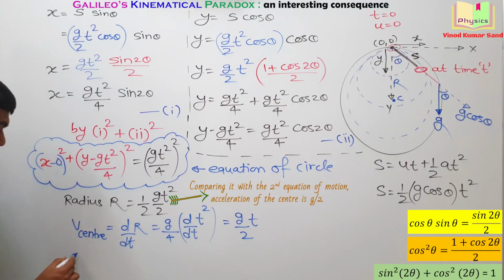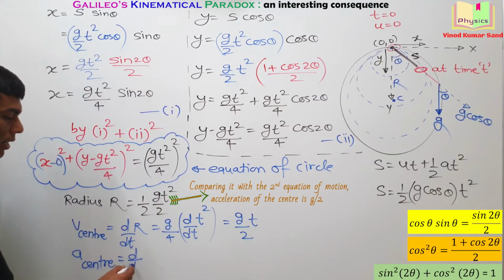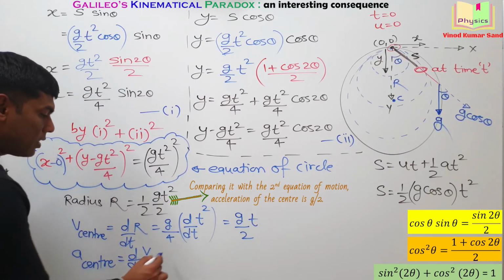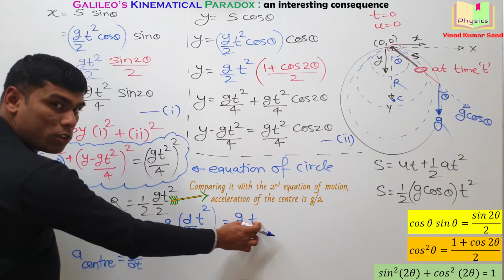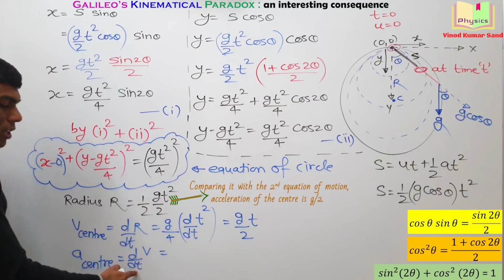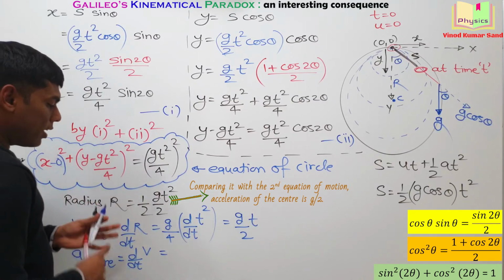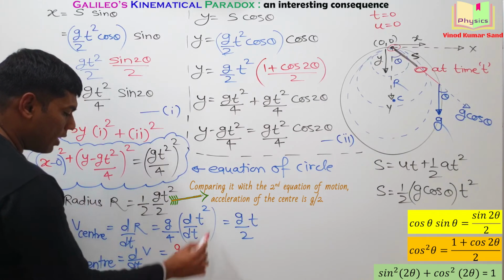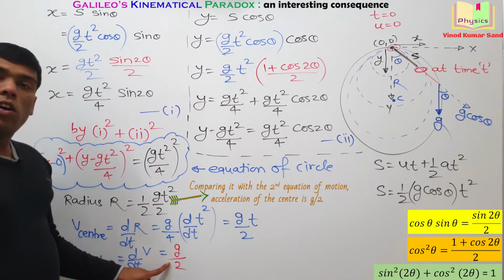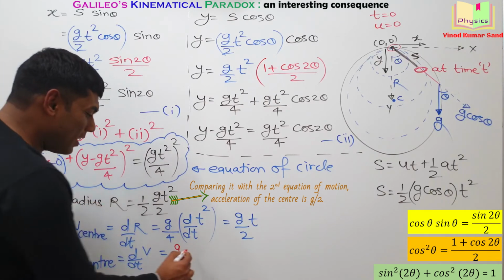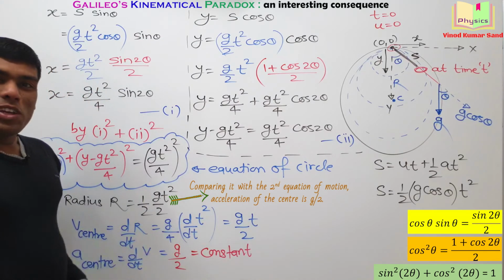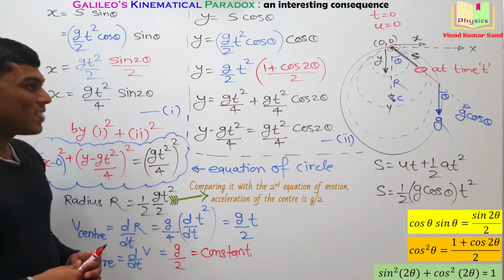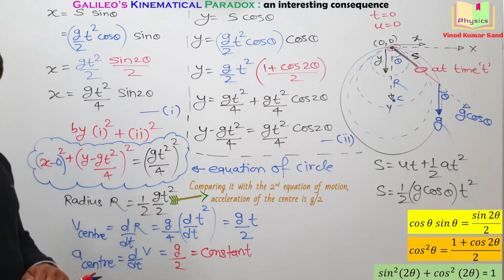Is it okay? Now the acceleration of that center can easily be obtained. d by dt of the velocity will give us the acceleration of the center. g by 2 is a constant, we'll take it outside and we'll differentiate t. Differentiation of t with respect to t will give you 1. So the final computation will give us the acceleration of the center as g by 2. This acceleration is constant, and we have proved it. Getting it? It's a beautiful calculation.